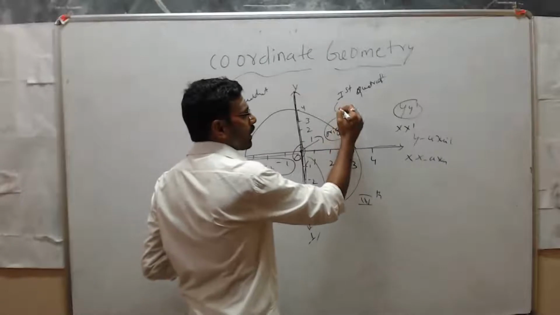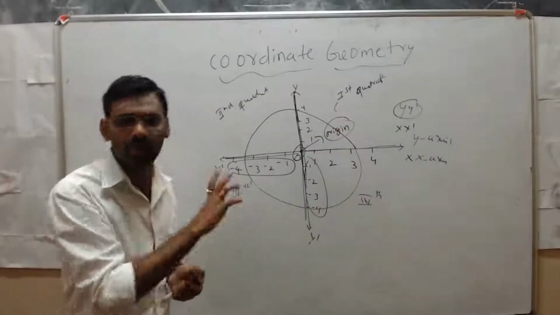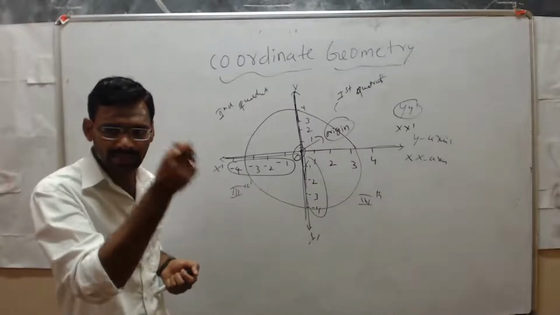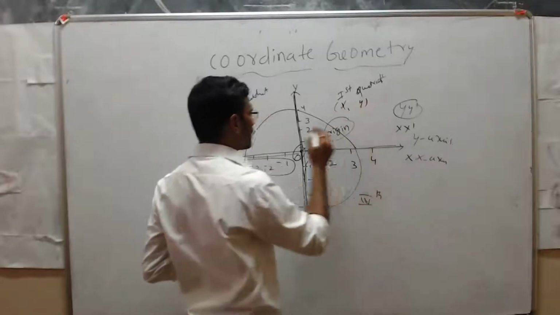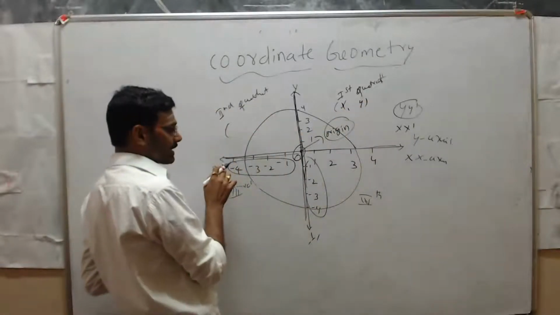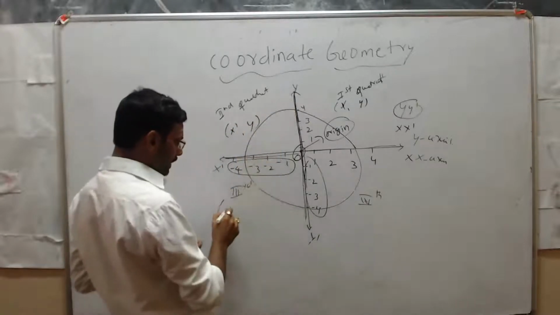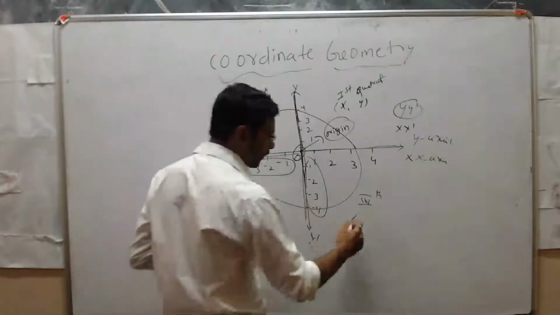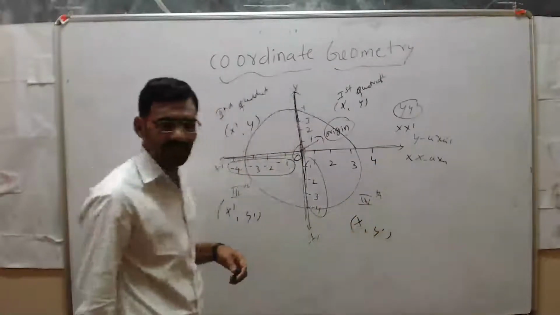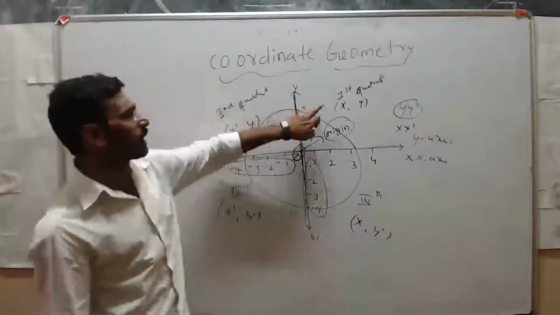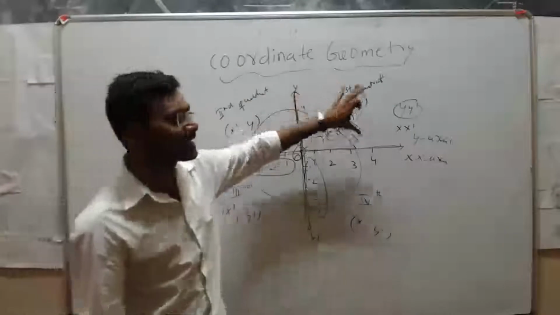In the Cartesian plane, we should always represent the x-axis value first. First quadrant: x and y. Second quadrant: x dash and y. Third quadrant: x dash and y dash. Fourth quadrant: x and y dash.